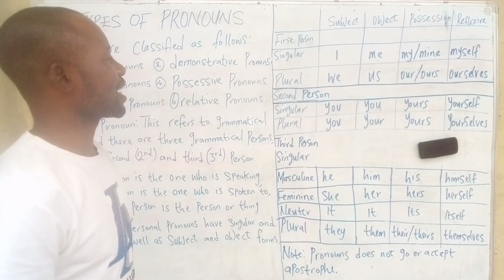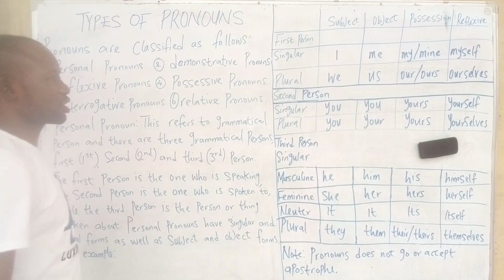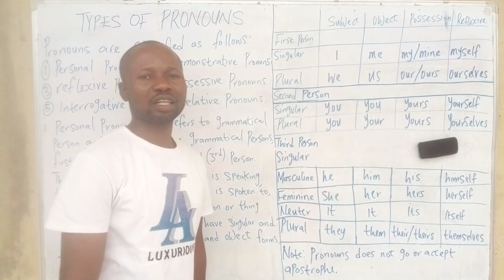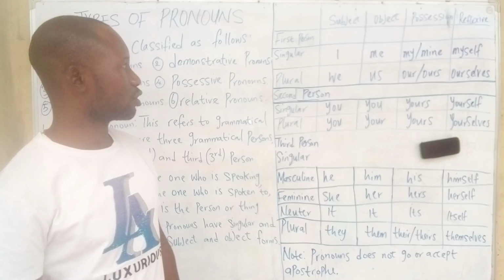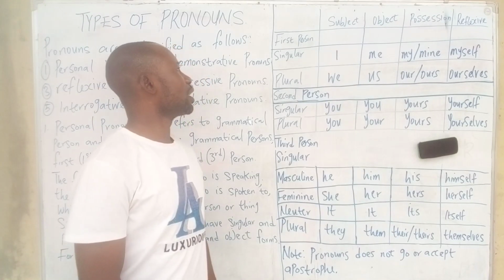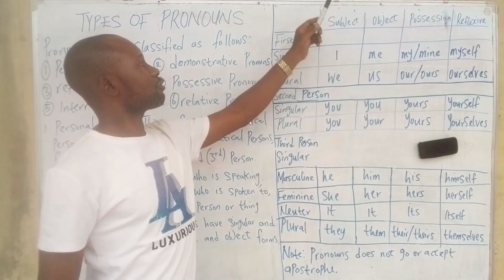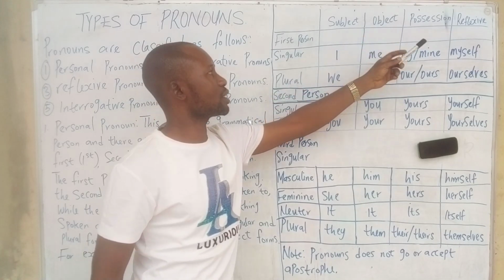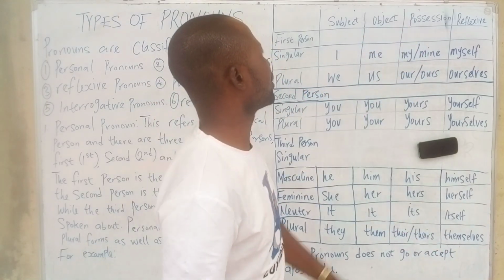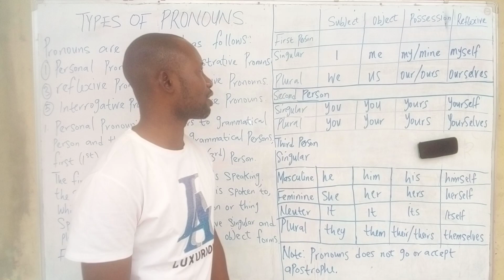Let's look at this chart in order to demonstrate this definition that I have given below. Now let's see. We have subject here, we have object, we have possession, we have reflexive. Let me explain this one after the other.